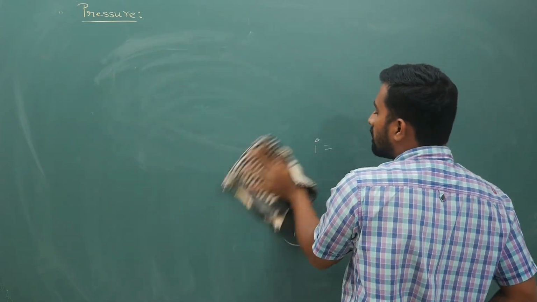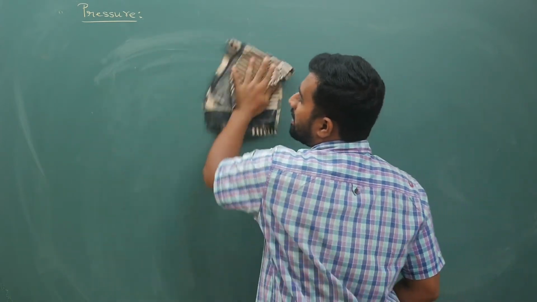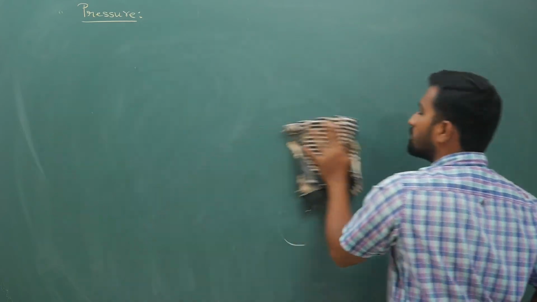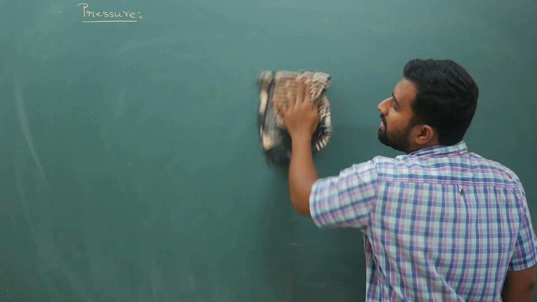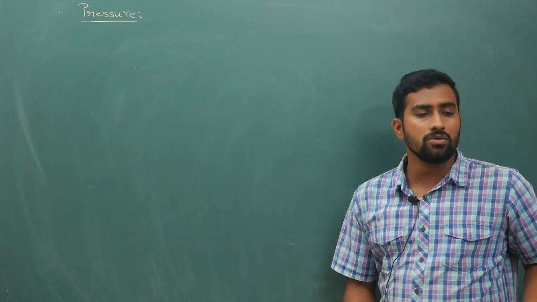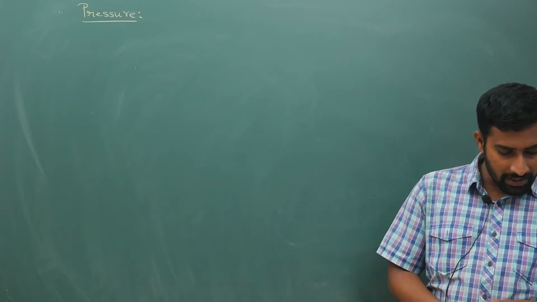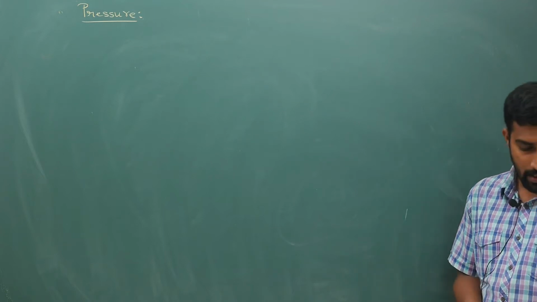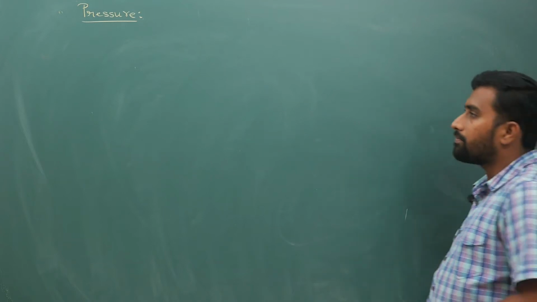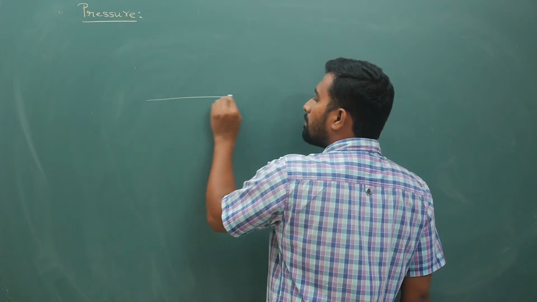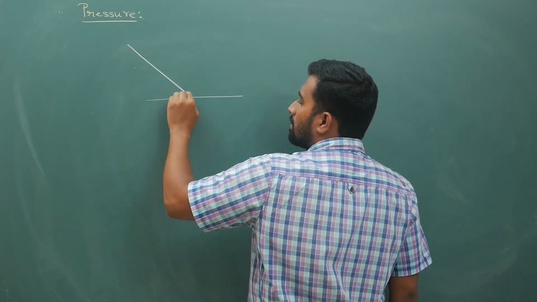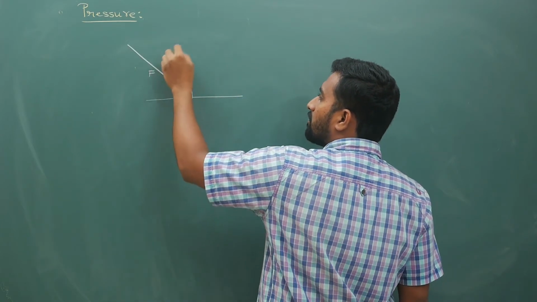So if I am using total force by total area, indirectly I am referring to average quantity, and if I am using dF by dA, I am referring to instantaneous quantity. But what is this perpendicular component, I will tell you. For clarity's sake, let us say you are applying some force F like this.